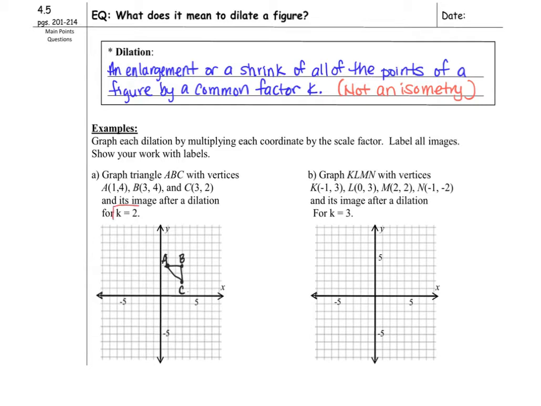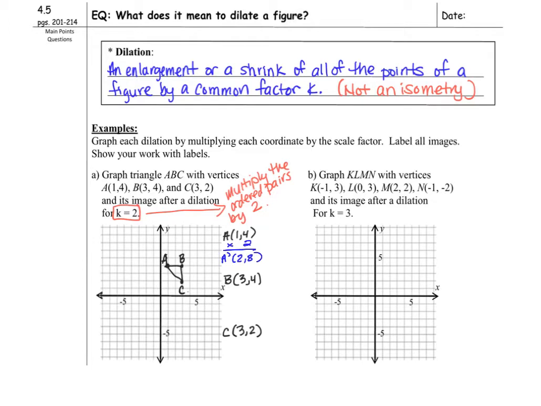So what this means is I'm going to multiply the ordered pairs by 2. Point A was at (1, 4). If I'm going to dilate this figure by a scale factor of 2, we're going to multiply both of these numbers by 2. So A prime is going to be at (2, 8). And we're going to do that with all of the vertices. We're going to multiply (3, 4) by 2, so B prime is going to be at (6, 8). And then C prime is going to be at (6, 4).